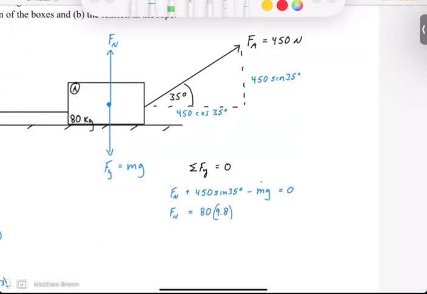If you take that to the other side, it becomes positive. And we take this term to the other side, it becomes negative. So that's going to be minus 450 sine 35 degrees. And that gives me 525.9.